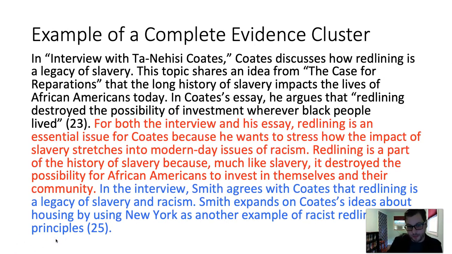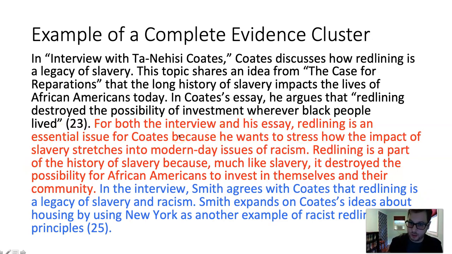If we look back at our example, all right, this black section here is an example of presenting the point, all right? The point being that redlining is a way that we can see the history of slavery impact African Americans today, all right? Then the writer quotes an idea from Coates' essay, accurately providing an in-text citation. Then for step 1, so if this is P, this part here with the quote is I, then the blue and the red represent the E section, the explanation section of the evidence cluster.